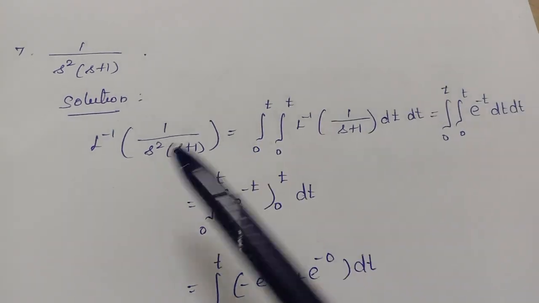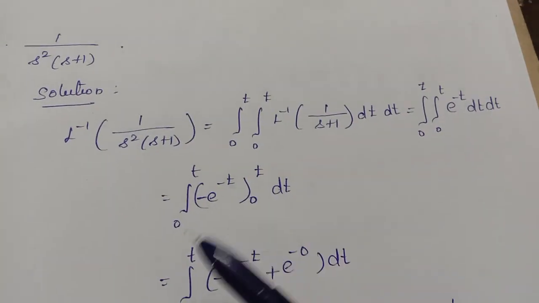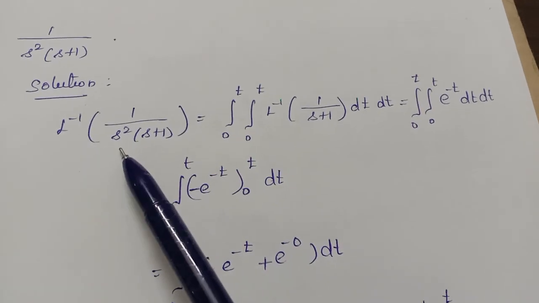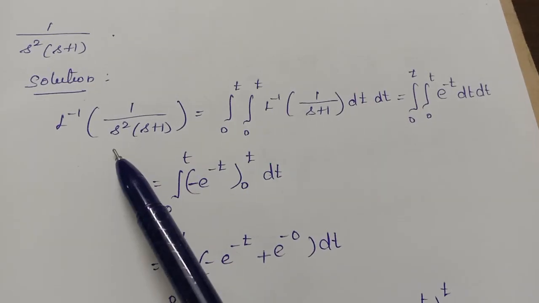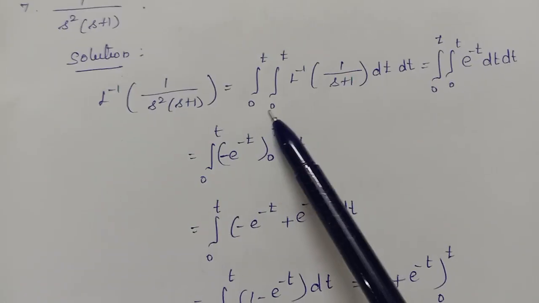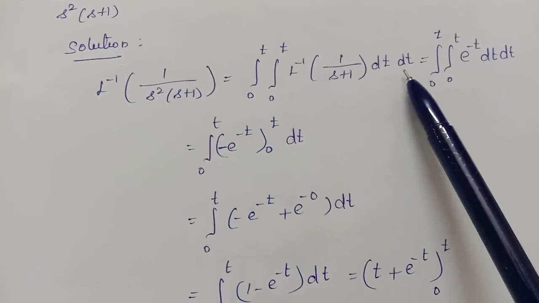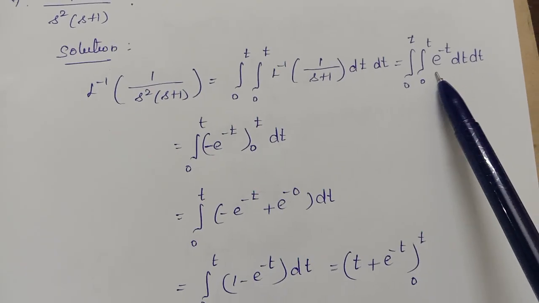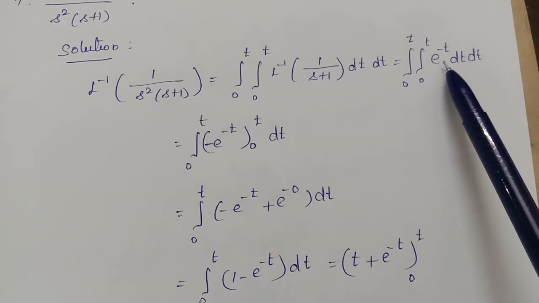1 by s square into (s plus 1). Right? Here I am having s square in the denominator. So for removing a single s, you have to put a single integral. Since s square is there, double integral 0 to t, 0 to t, L inverse of 1 by (s plus 1) into dt dt. What is L inverse of 1 by (s plus 1)? E power minus t. So e power minus t, you have to integrate 2 times.